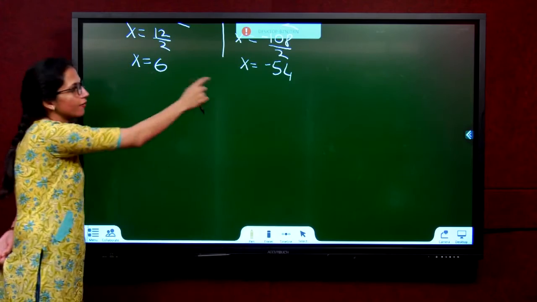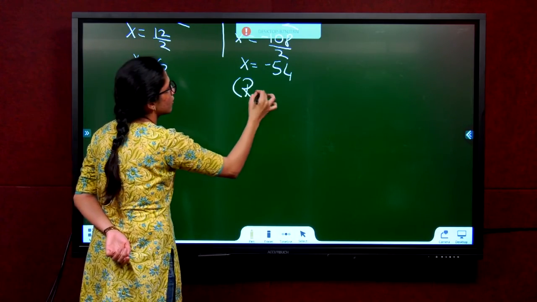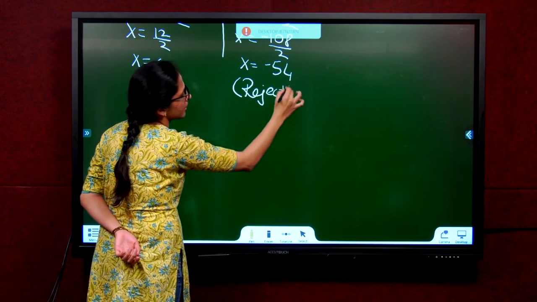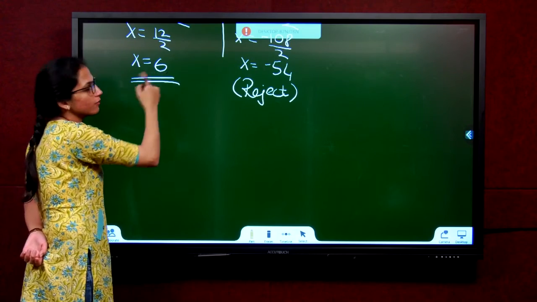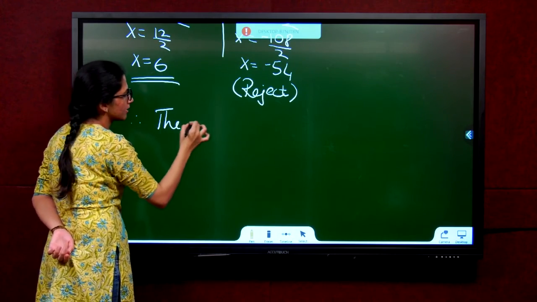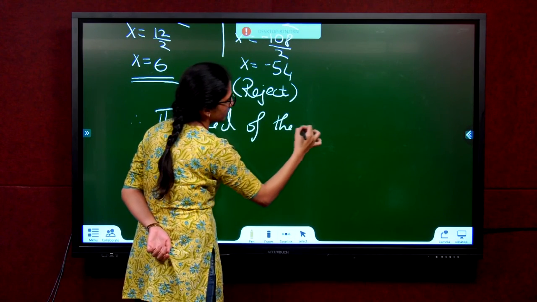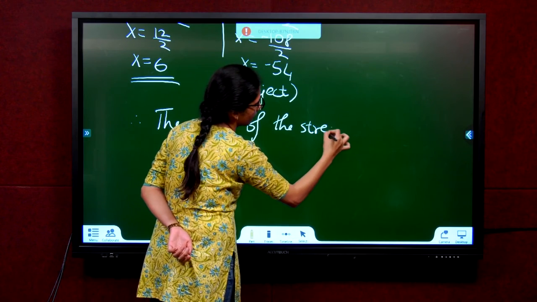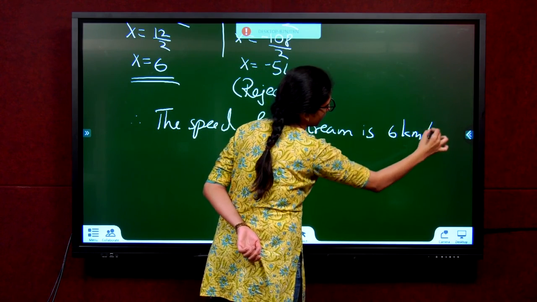Can speed of the stream be negative? No, which is why we will reject. There is nothing as negative speed. So, x is equal to 6 is the answer. Therefore, the speed of the stream is, please write down, the speed of the stream is 6 km per hour.